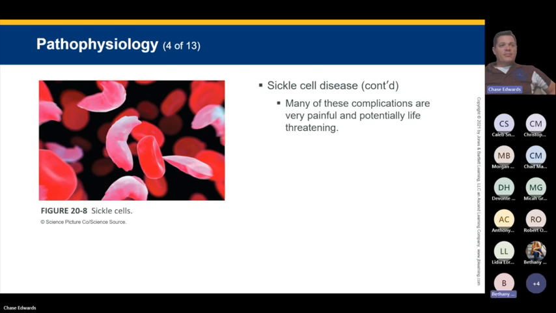There's an example of some sickle cell. The sickled cells, abnormal shape. This is what they're usually shaped like. Your RBCs and your sickle cells, they'll have abnormal shapes. Normal, abnormal. Normal, abnormal. So many of those complications are going to be very painful and potentially life-threatening for your patients. The patients are also more susceptible to infections during that time.